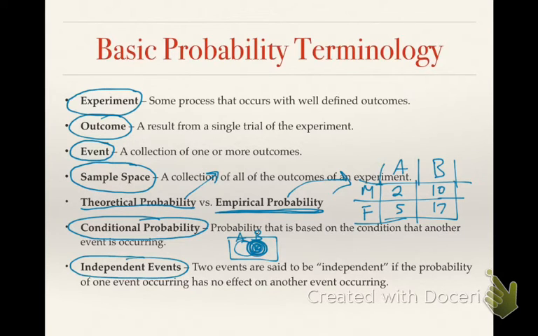And the last term is independent event. Now independent does not mean separate from each other. Sometimes the word independent sounds like it should mean something different, but it doesn't. In terms of probability, two events are said to be independent if the probability of one event occurring has no effect on the probability of another event occurring. And with independent events, in actuality, there'll always be some kind of an intersection. There'll always be some kind of overlap. But the probability of one does not affect the probability of another. And there's a formula that we'll see for that in a moment to help determine if two events are independent or not.